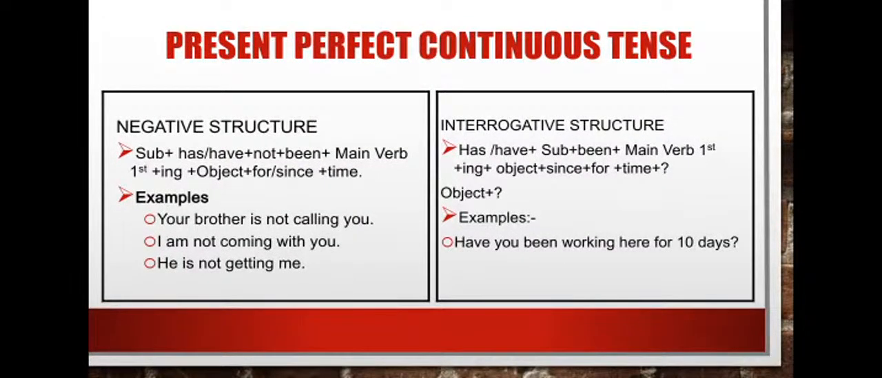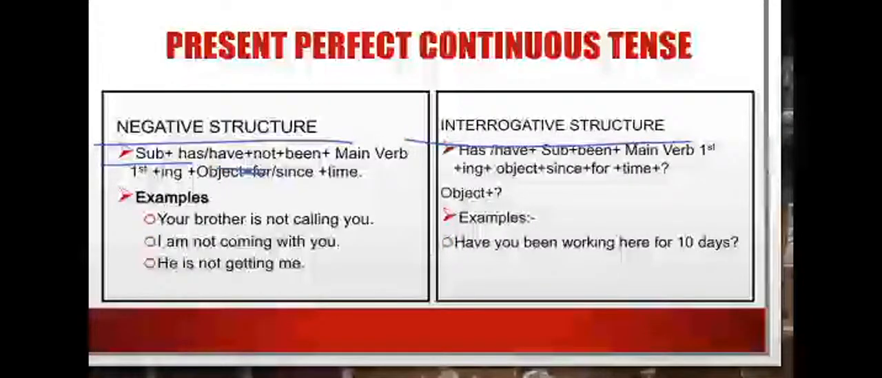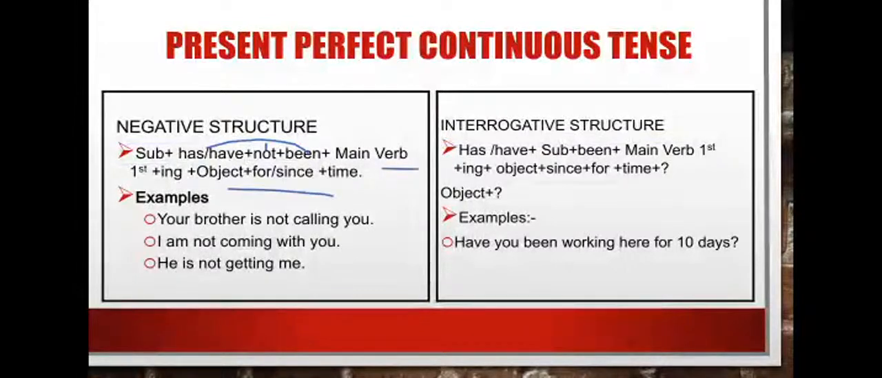Now we have the negative and the interrogative structure. The subject plus has/have plus not. Just after has/have, we are adding not. Not in between has/have and been. Not. And the fourth form of the verb and object plus since/for plus time.